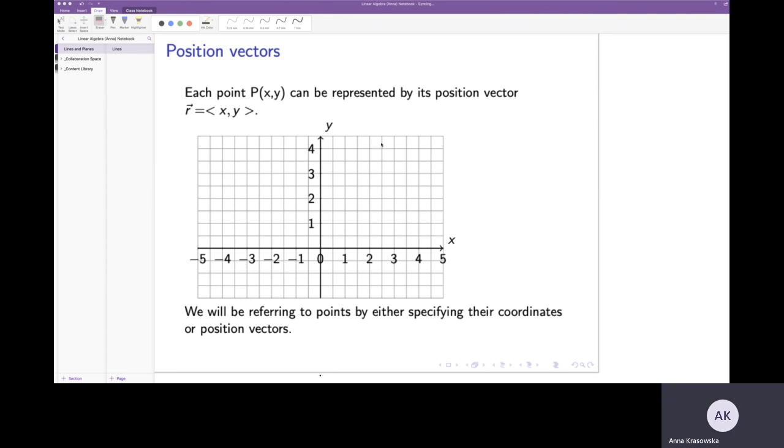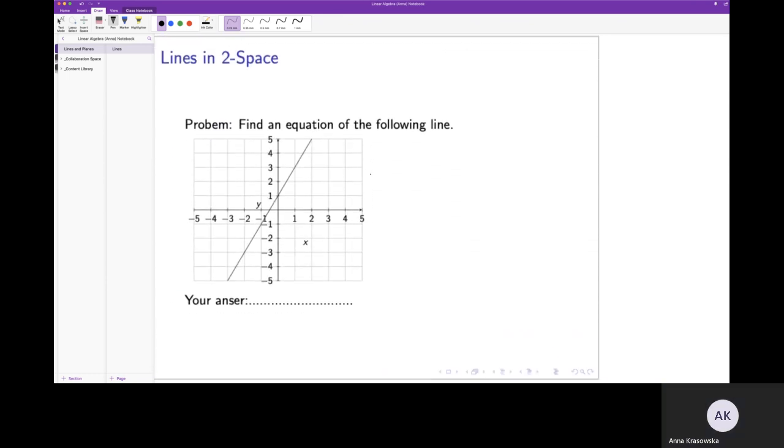If we choose a point, let's say point 2, 3, its position vector is the vector 2, 3 that we can visualize as having initial point at the origin and terminal point at point P. And so I will be referring to different points by either specifying their coordinates or specifying their position vectors. Okay, so let's move to lines.